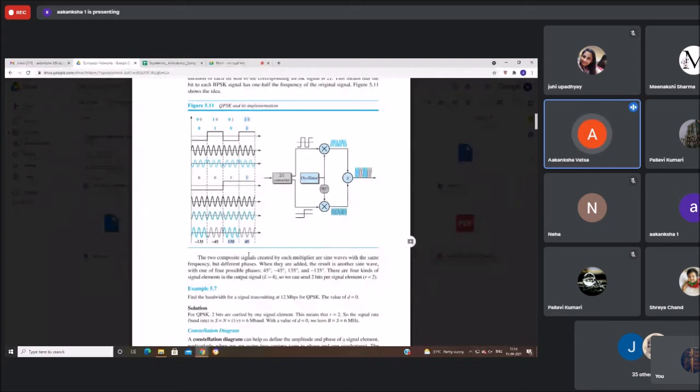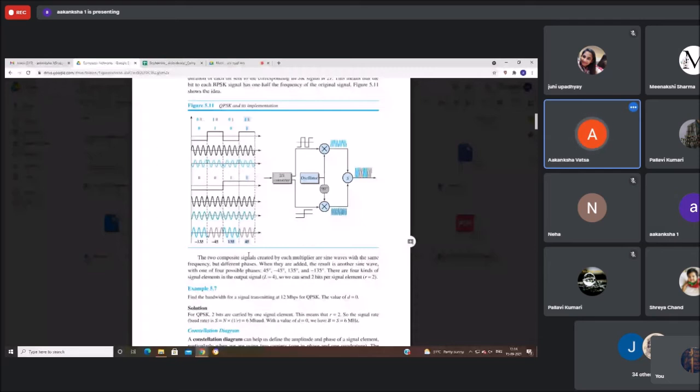Quadrature amplitude modulation: quad means 4. Quadrature amplitude modulation is at 4 different phases, I am sending different amplitude levels. So if I say normal QAM, that is simple QAM, it is sending 2 different amplitudes on 4 phases. But if I just want to increase the data rate of QAM, then QAM 16 will be having different amplitudes, A1, A2, A3 and A4.